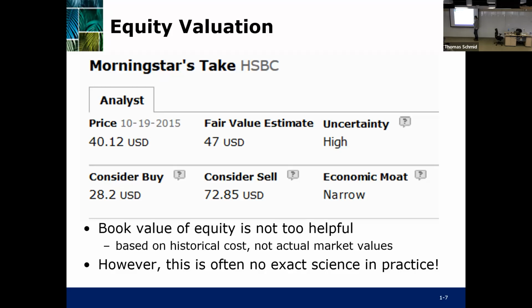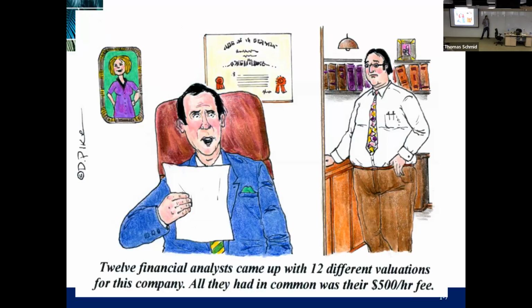So yeah, this is something we always have to keep in mind. Equity valuation is absolutely not an exact science. And this is the cartoon way of telling it, which has a lot of truth in it. So this guy says 12 financial analysts came up with 12 different valuations for the same company. All they had in common was their fee. Which is what you often see. If you look at analyst reports from different analysts for the same firm, you often see very different valuations.